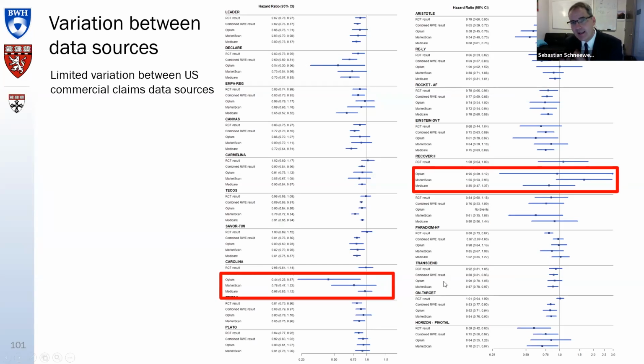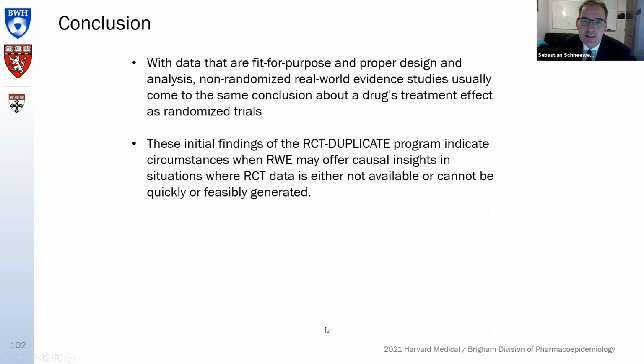Overall, they're quite aligned, but there are two examples where there is some discordance between the three different data sources, like here for Carolina and for Recover2. But every time we see this discordance, we also see a very wide 95% confidence interval. So the estimate is really just bouncing around.